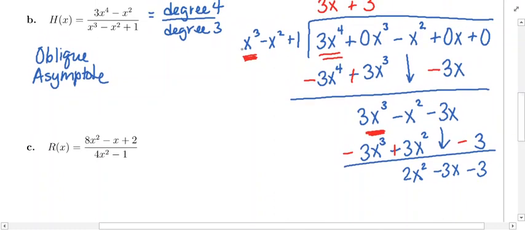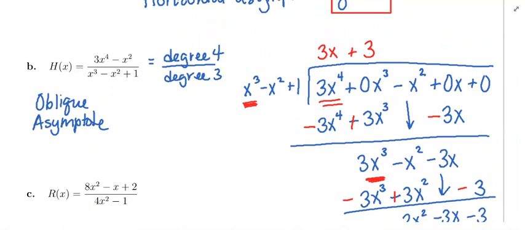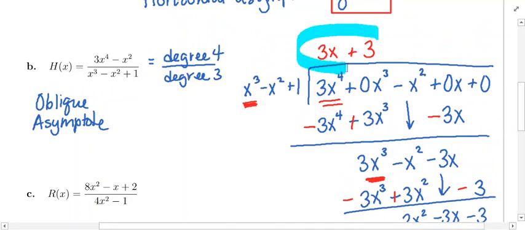complicated because now if you try to compare it, what do you have to multiply x cubed by to get 2x squared, that kind of doesn't make sense. What you need to do at this point is stop. Look at the quotient. Look at the quotient. It is of the format y equals mx plus b. Here's your oblique asymptote.